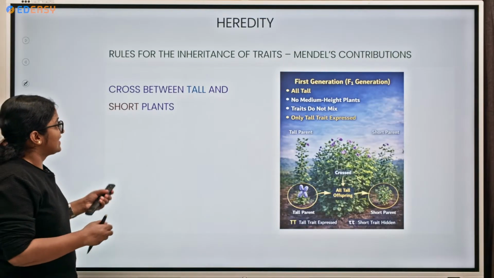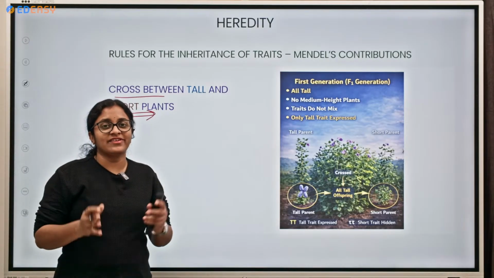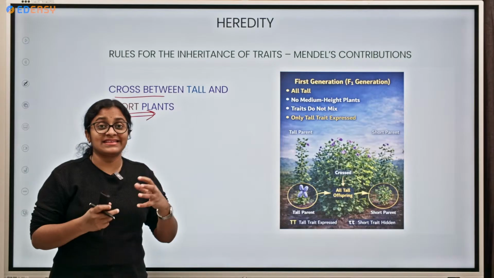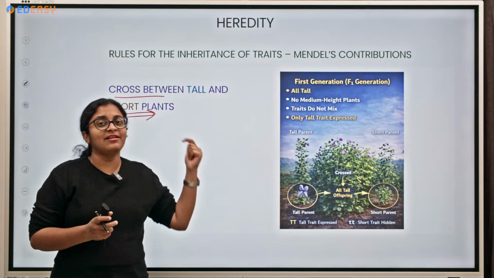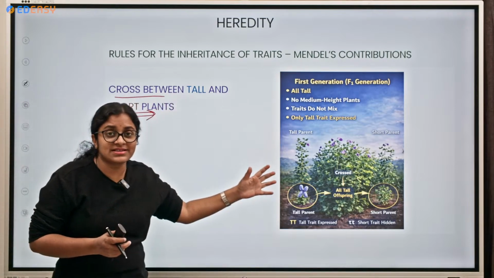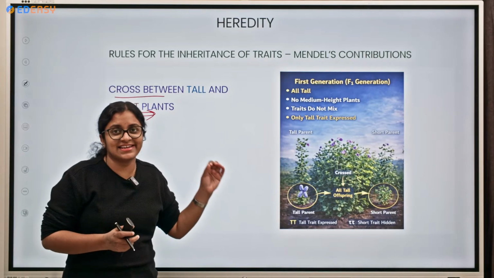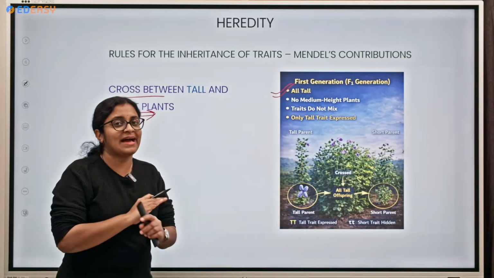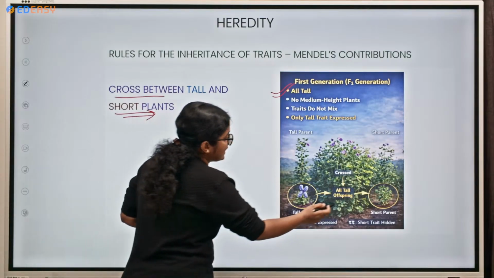Okay, let me tell you. When there is a cross between the short and the tall plants, generally we would think the tallness and the shortness should combine and get mixed up. We would think the offspring should be of medium height, but no, the offspring will be either tall or short. When there is a cross between the tall and the short plants, the first generation of the offspring, which we call the first filial generation, will all be tall, and no medium height plants are produced. The traits do not get mixed up.